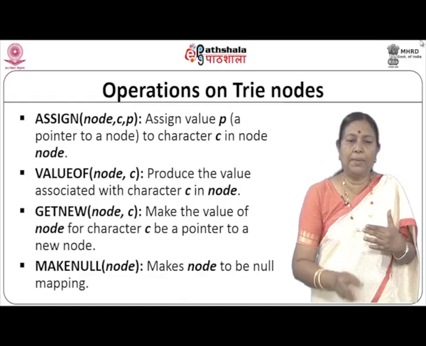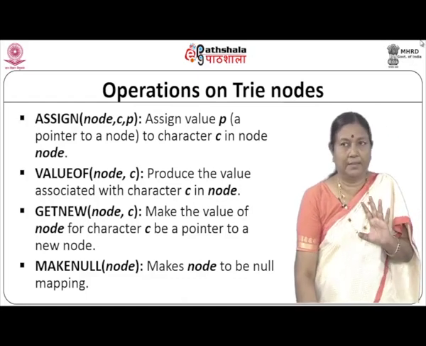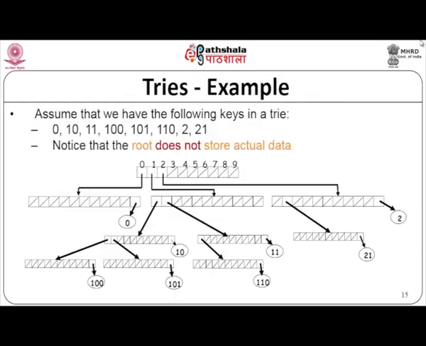And make null node makes node to be a null node in case there are no further prefixes or words coming. So, another example of a trie, this time with a numerical example, is this: assume that we have the following keys: 0, 10, 11, 100, 101, 110, 2 and 21. Just look at the way we are representing each as a 10-member node, because 0 to 9. Now, you start with 0.